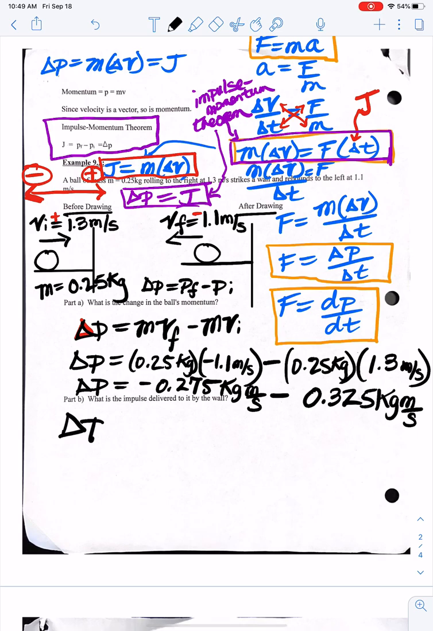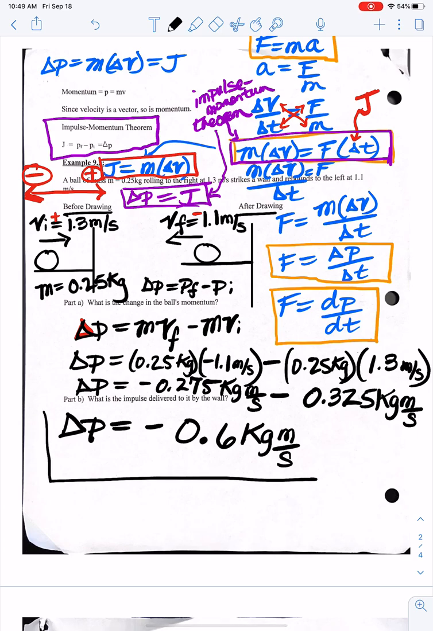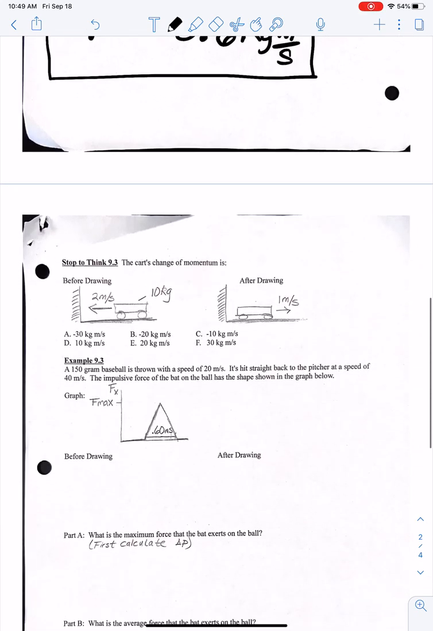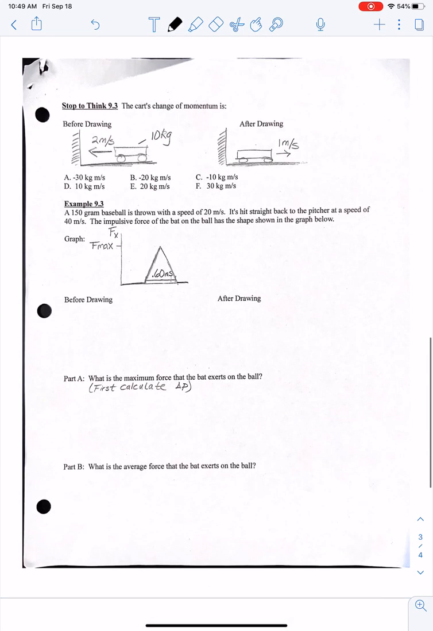Delta P is equal to negative, and we're just going to add those two together. Two negatives make a larger negative: negative 0.6 kg meters per second. And there's our answer right there. Okay, good. Let's go to the next problem here.